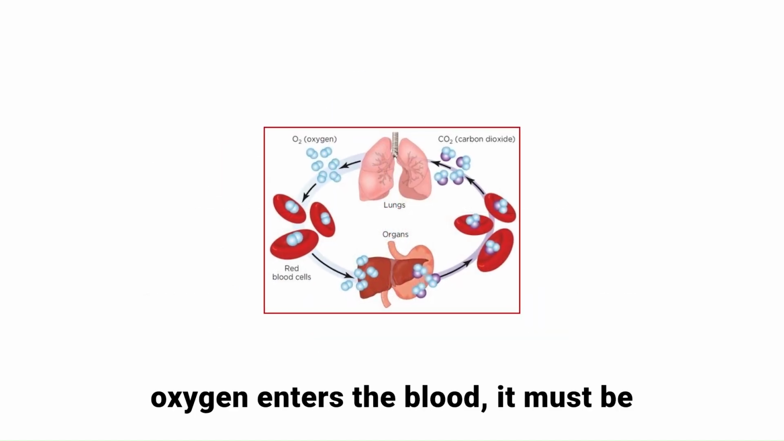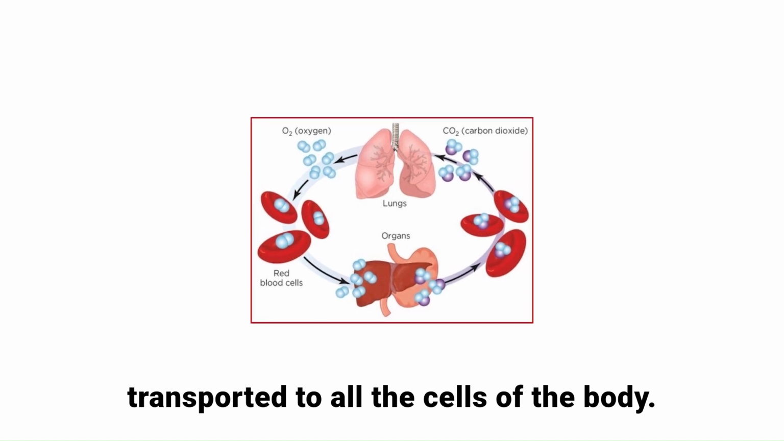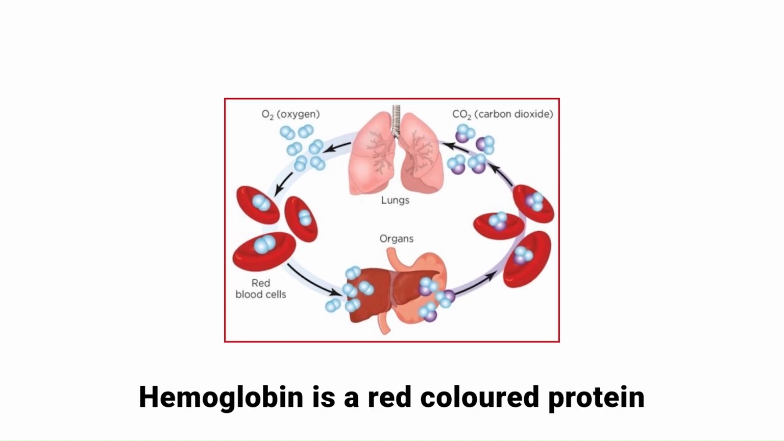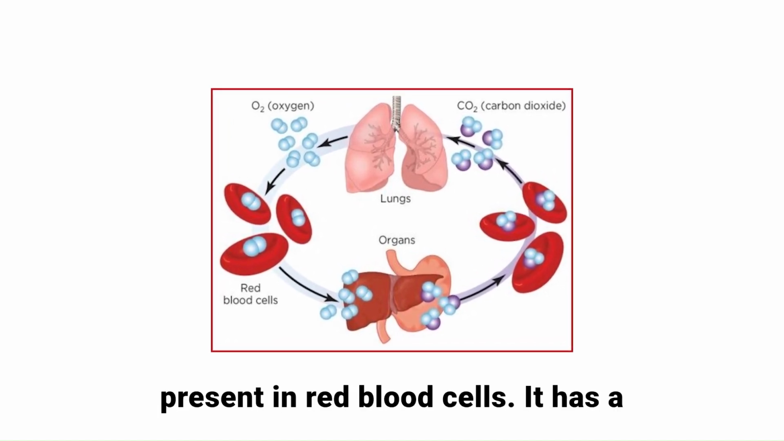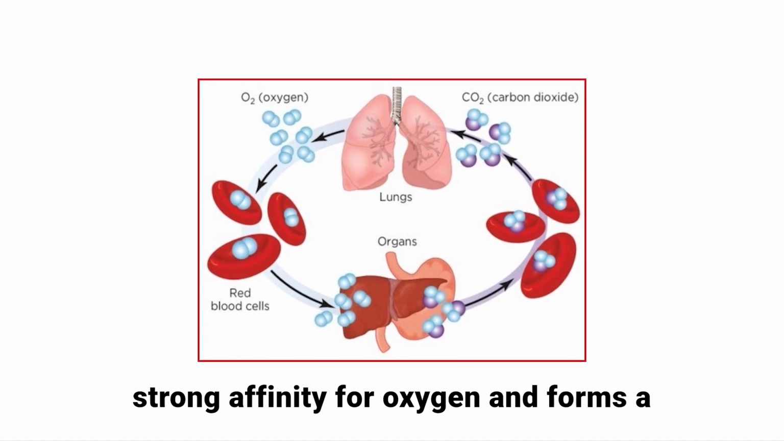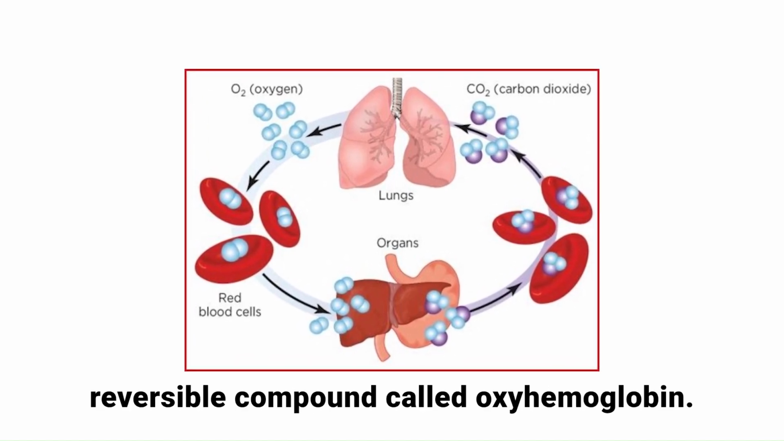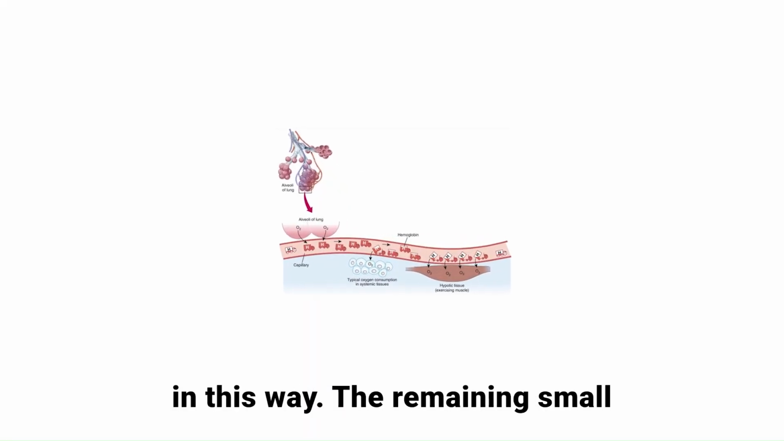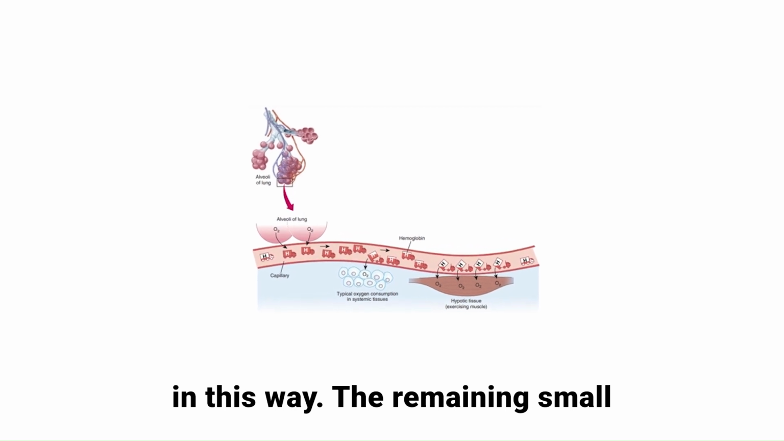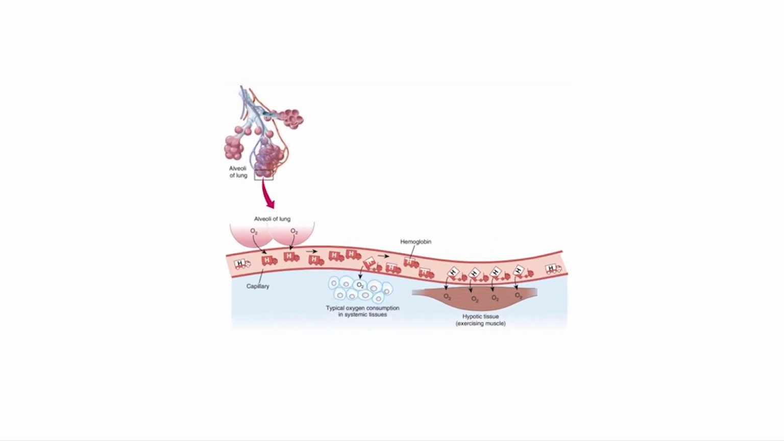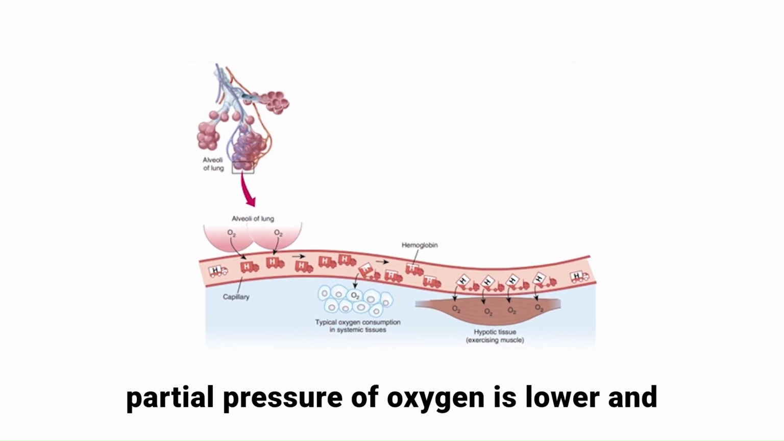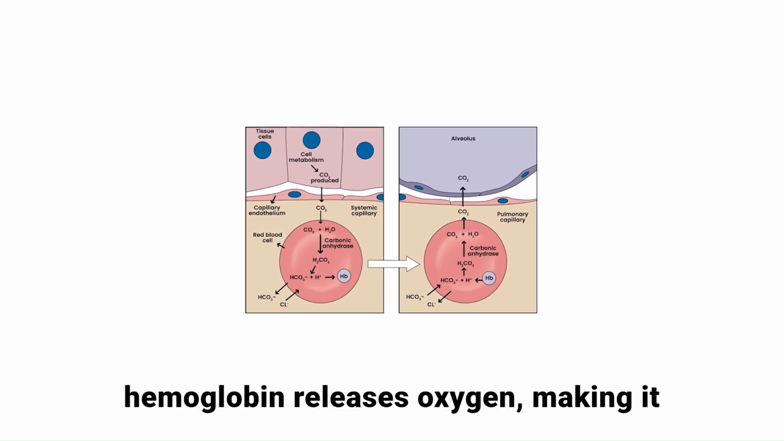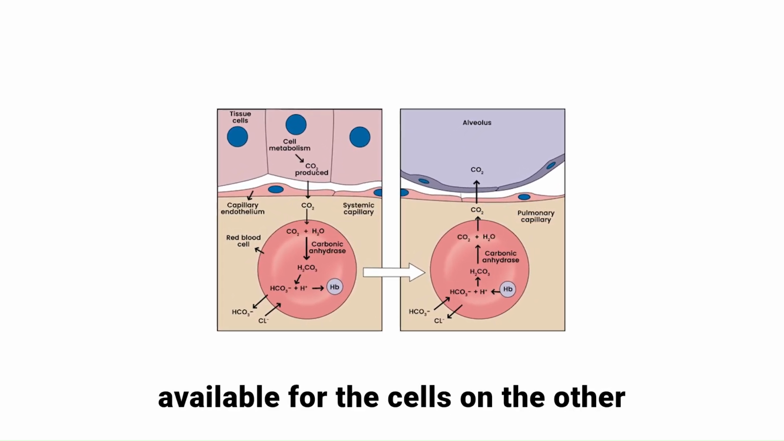Once oxygen enters the blood, it must be transported to all the cells of the body. This is where hemoglobin comes into play. Hemoglobin is a red-colored protein present in red blood cells. It has a strong affinity for oxygen and forms a reversible compound called oxyhemoglobin. Nearly 97% of the oxygen is transported in this way. The remaining small percentage is dissolved in plasma. As blood reaches the tissues, where the partial pressure of oxygen is lower and carbon dioxide concentration is higher, hemoglobin releases oxygen, making it available for the cells.